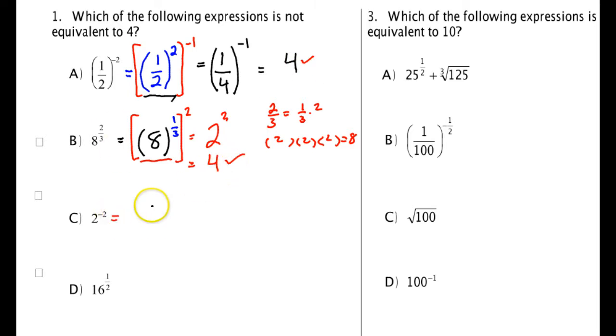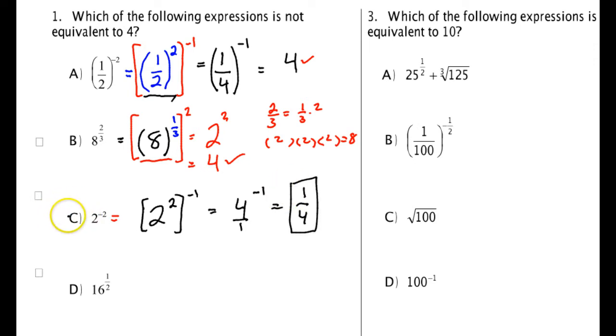Let's go down to C. We have 2, once again, there's a negative and a 2, so let's break it up into two parts. How about parentheses, we'll leave those. How about 2 to the second, and then to the -1. So 2 to the second is 4, bring over the -1, and that means to flip it, or take the reciprocal, and that'd be 1/4. Since 4 is the same as 4/1, if you flip that, you get 1/4. So this one so far is not equivalent to 4.